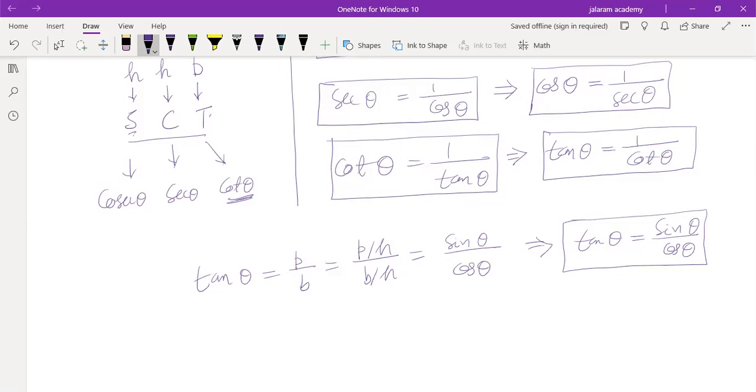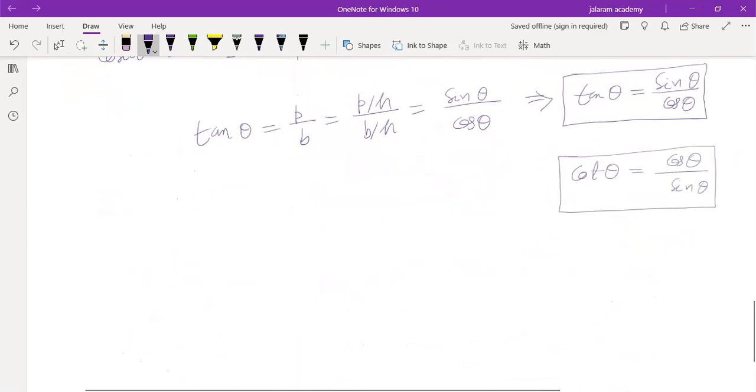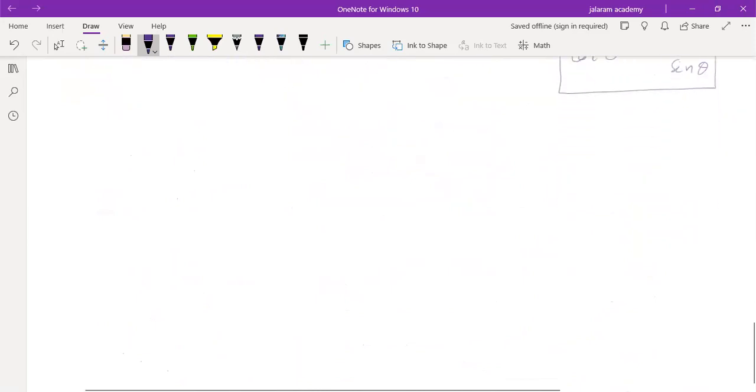Next, as we know that cot theta and tan theta are reciprocal of each other, there will be one more formula. Cot theta equals cos theta upon sin theta. So this is the eighth formula of trigonometry. And you have to learn all these formulas to prove the trigonometrical identities.